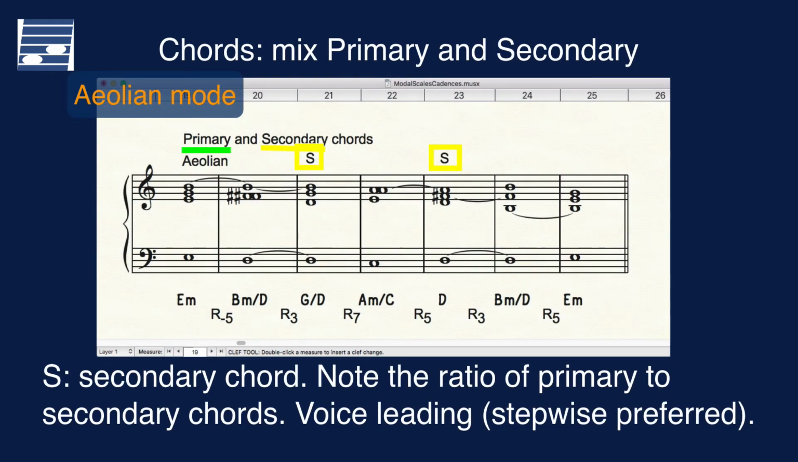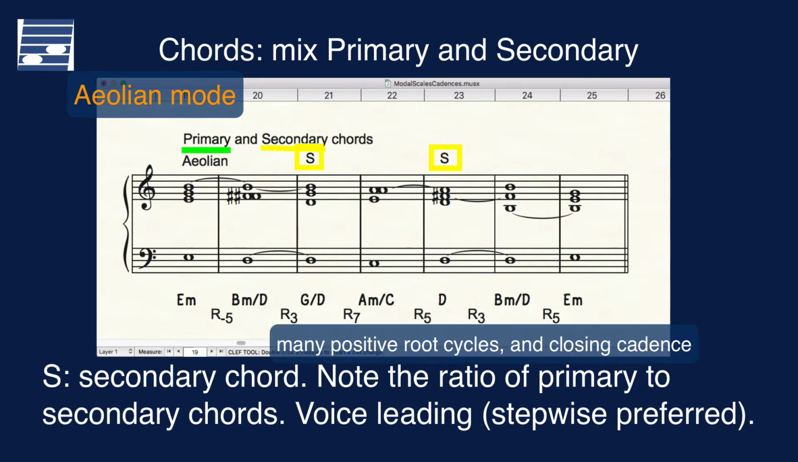Next, we proceed with a mix of primary and secondary triads. This example, in the E Aeolian mode, has a majority of positive root cycles and closes with a 5-1 dominant to tonic cadence in minor. Again, note the use of inverted triads and the stepwise resolution of the 6/4 second inversion chord G with D in the bass.